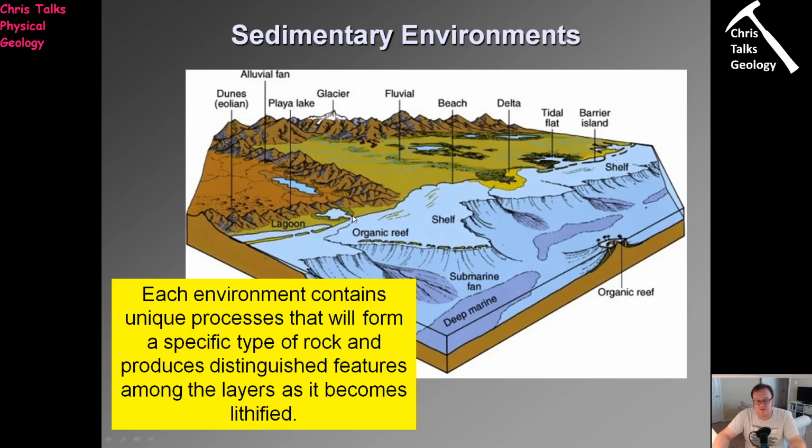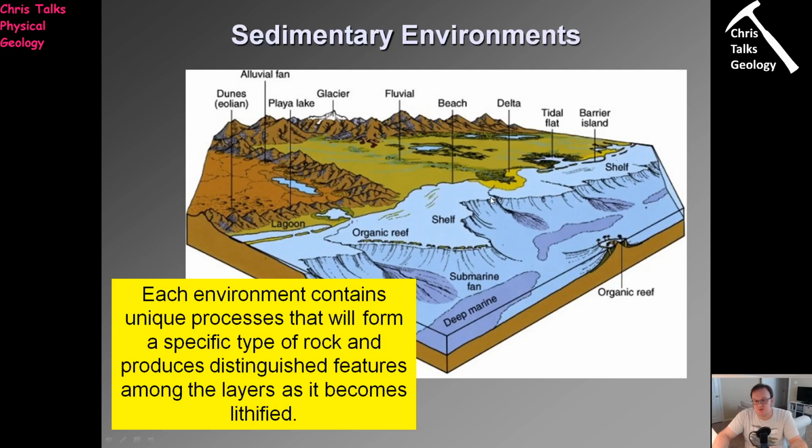The next group of environments we have are the transitional environments. So the transitional environments are environments which spend a portion of their time above sea level and a portion of their time below sea level. So those are going to be environments like lagoons, barrier islands like this linear feature here, beaches, deltas, tidal flats.